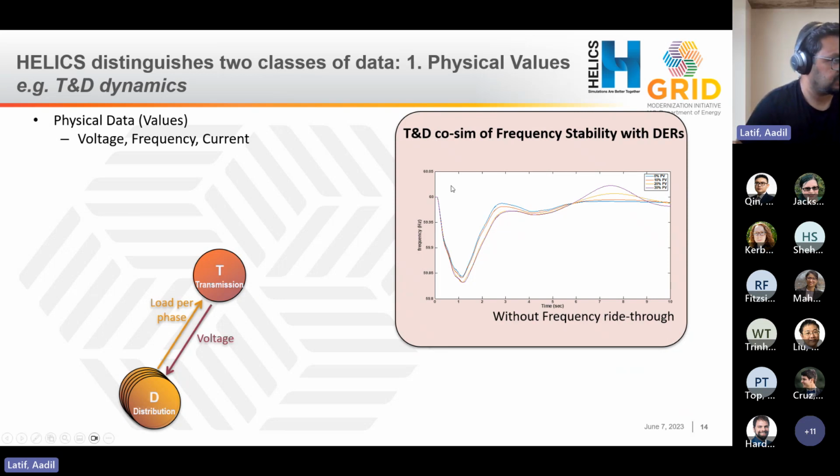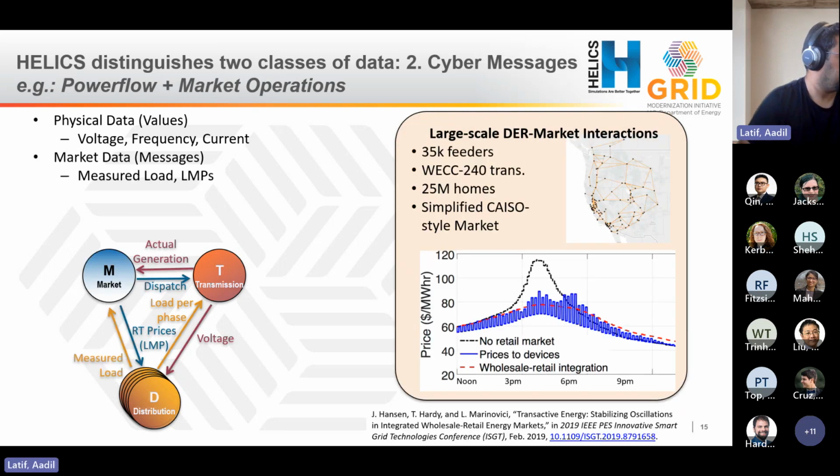So that is passed to the transmission side, right? As we try to increase the complexity of the co-simulation framework, of the co-simulation use case here, we've added a market federate as well. The market would have things like marginal load. It would have price signals as well, right? And in this use case, marginal load values are going to be subscribed to by the market.